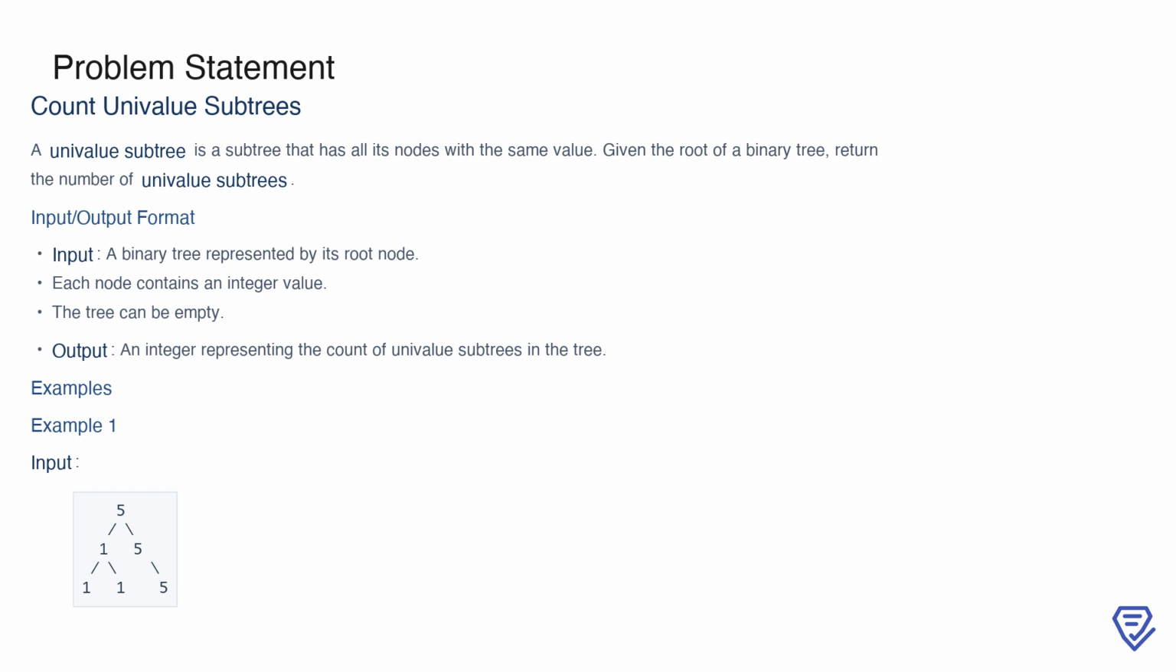For example, consider the binary tree shown here. The root value is 5, and it has two children, 1 on the left and 5 on the right. The left child, in turn, has two children with the value 1, while the right child has a single right child with the value 5. This structure will help us understand how univalue subtrees are identified and counted.